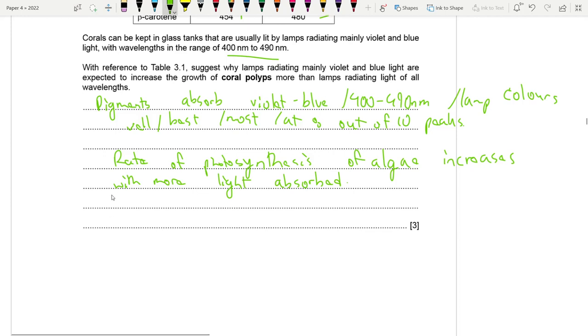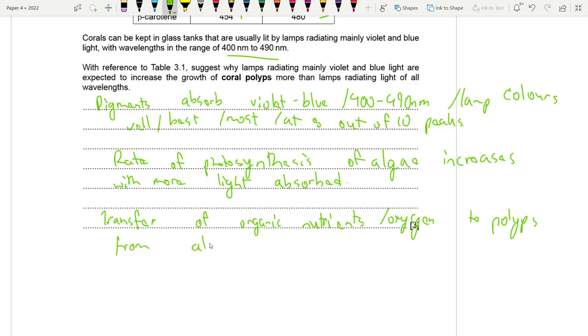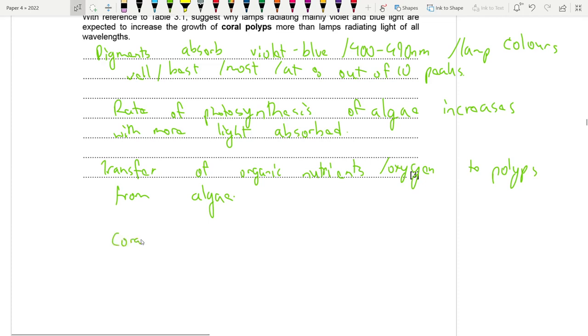Okay, so we can just refer to this. There is a transfer of, you could say, organic nutrients. That's fine, they accept this, or oxygen, to polyps from algae. Now, why does coral growth increase actually? Coral growth increases with more algal photosynthesis.